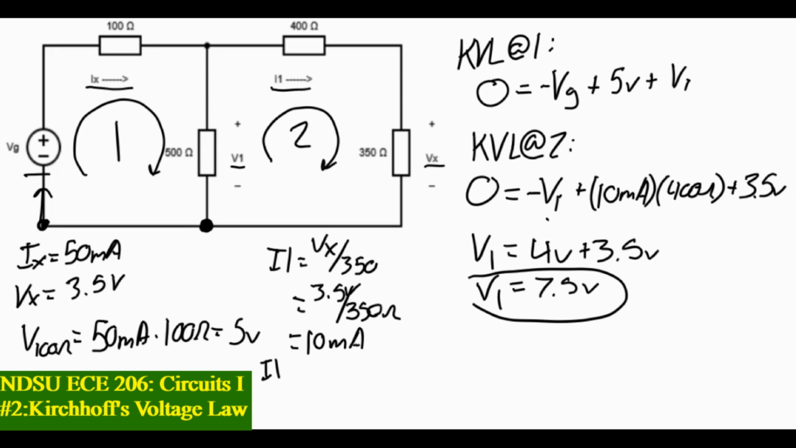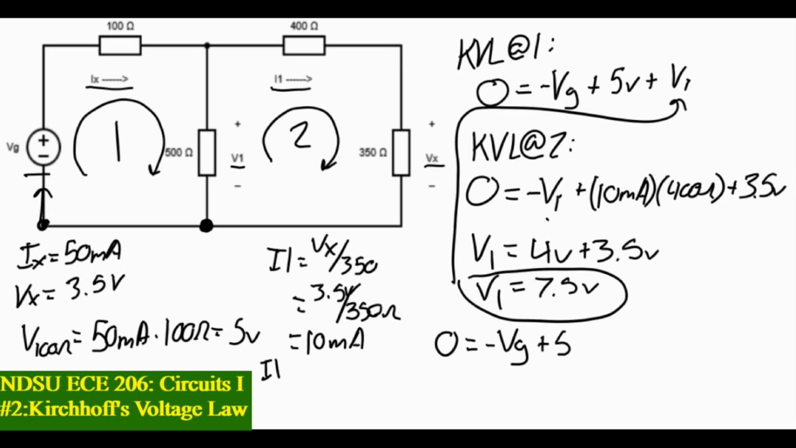Let's substitute that back into our first equation. So we have one equation, one unknown. 0 equals negative Vg plus 5 volts plus 7.5 volts. Vg is equal to 12.5 volts.